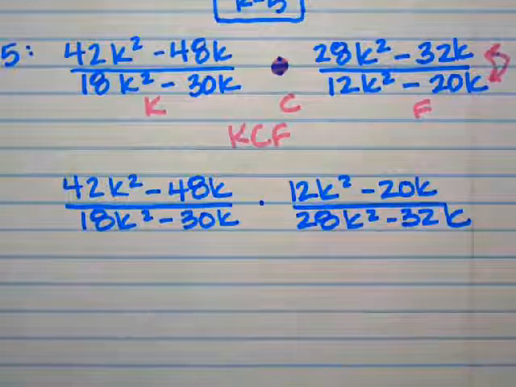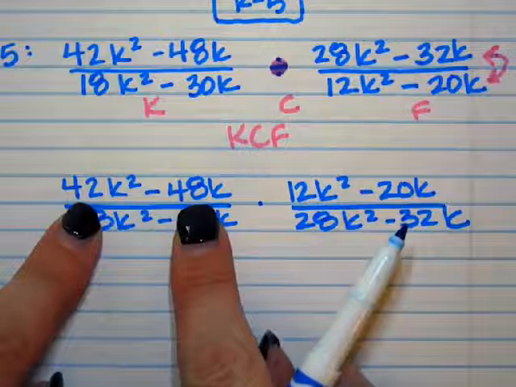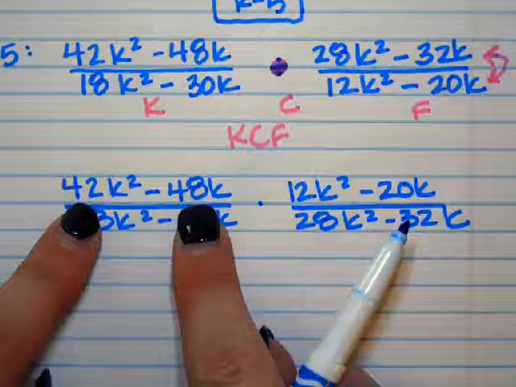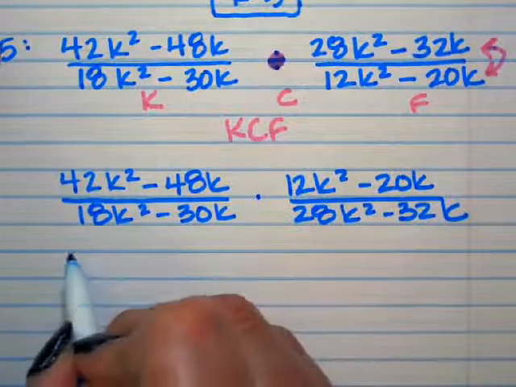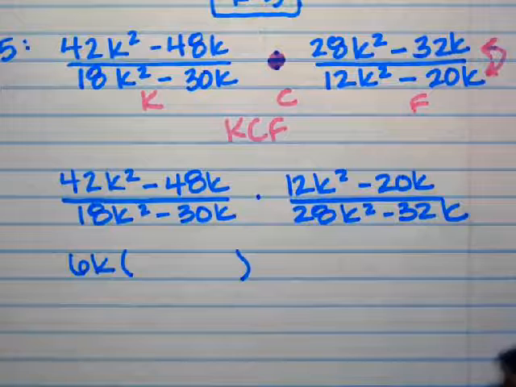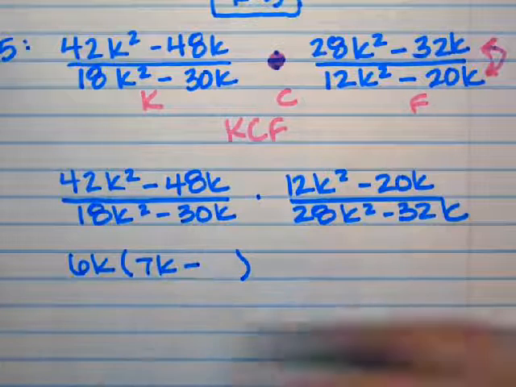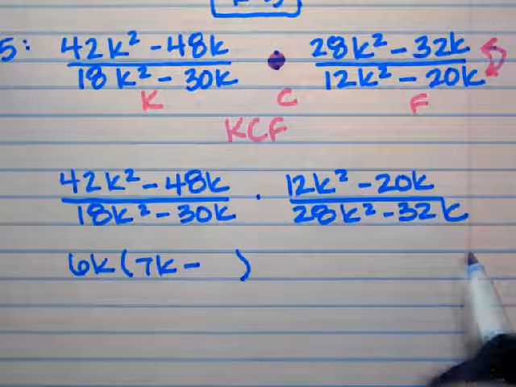All right. Between the 42 and the 48, what number is in common? 6. 6 and a k. And then once we take out the 6 and the k, what's left? 7k plus 8. Okay.